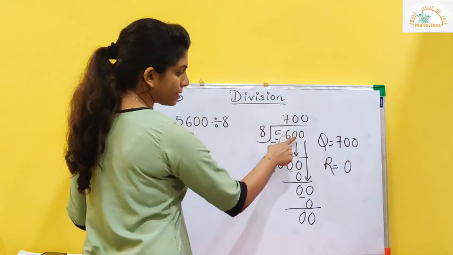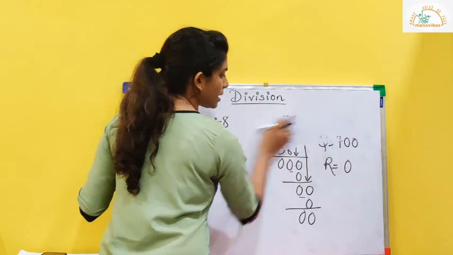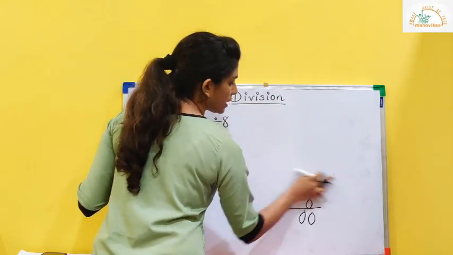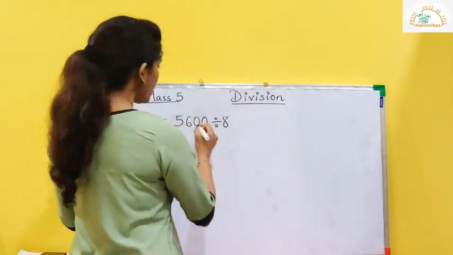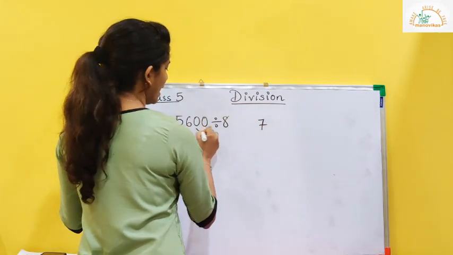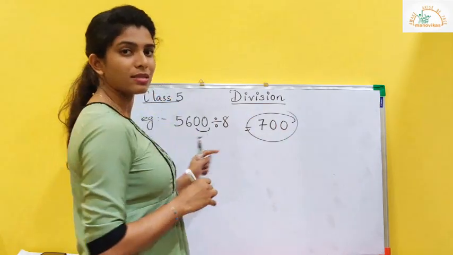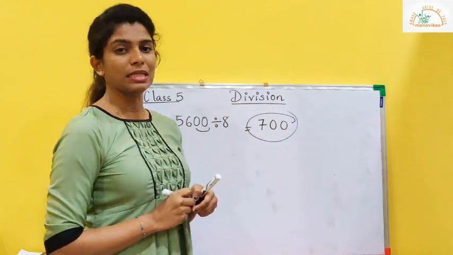If you don't write this 0 here, the sum will be wrong. You can also do it in a shortcut way. Okay, you know that 8 sevens is 56 and add these 2 zeros, you will get the answer. Okay, this is a shortcut way which we can apply in division.